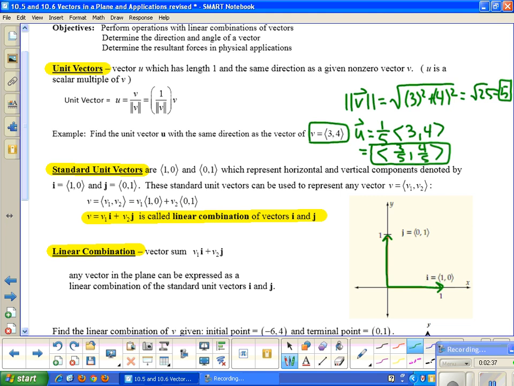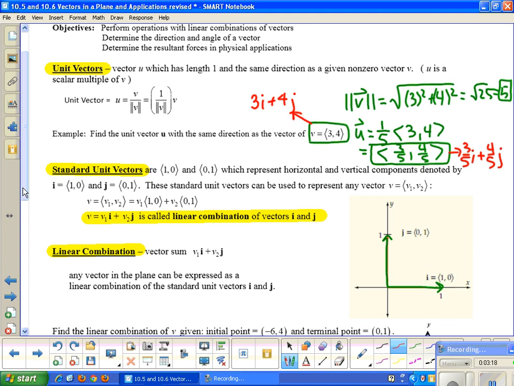If we look at the problem that we just did above, if I wanted to write this, and this is actually called the linear combination form, I would write 3i plus 4j. That would be vector v written as a linear combination. If I wanted to write the unit vector that I found as a linear combination, this would be written as 3/5 i plus 4/5 j. And again, it's just another way of writing vectors out, which is sometimes more useful when we're doing linear algebra and in physics. So again, it's just another form.